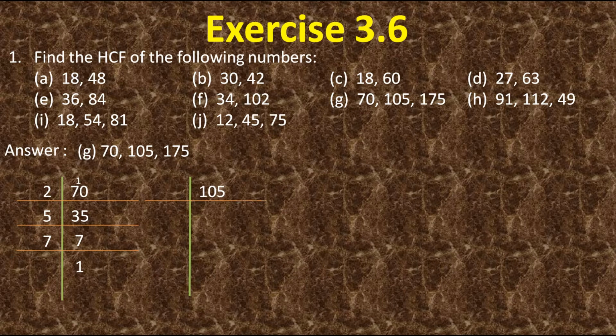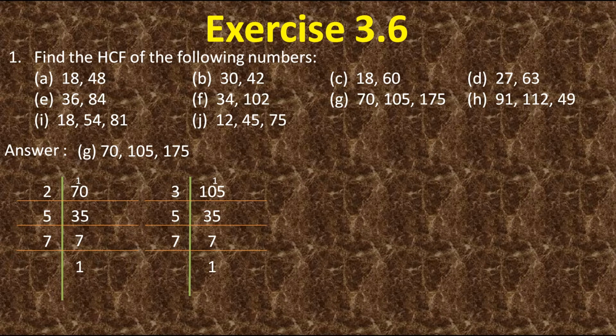Okay. Now we will take 105. As 105 can't get divided by 2, we will move to the next prime number, that is 3. So 3 3s are 9. We got 1 as remainder that we will put in front of 5. Then it became 15. So 3 5s are 15. Now again we got 35. So 5 7s are 35. 7 1s are 7. Okay.